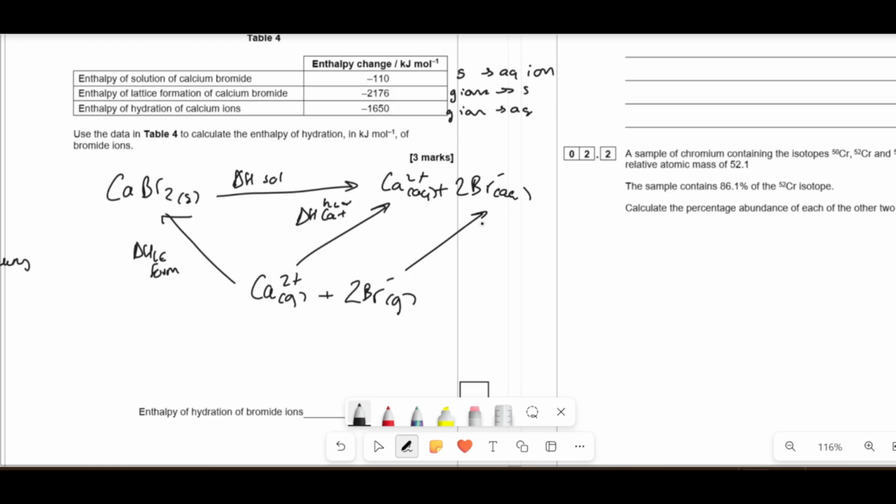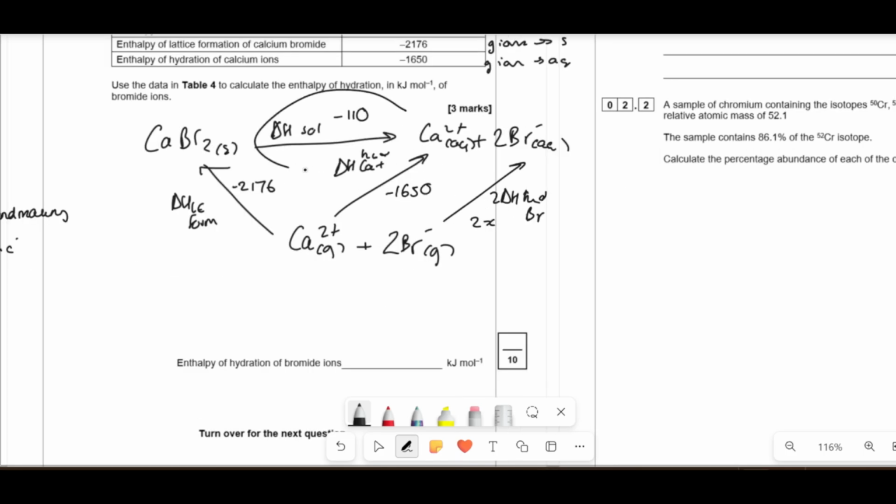But remember that the enthalpy change here would be 1 mole of gaseous ions converted into 1 mole of aqueous ions. So in this case, it's going to be 2 times delta H, the hydration of the bromide ions. Then put your numbers in, so you label this. So minus 2176. The enthalpy of hydration they've given us, minus 1650. They've given us the enthalpy of solution here, minus 110. And here it's 2x.